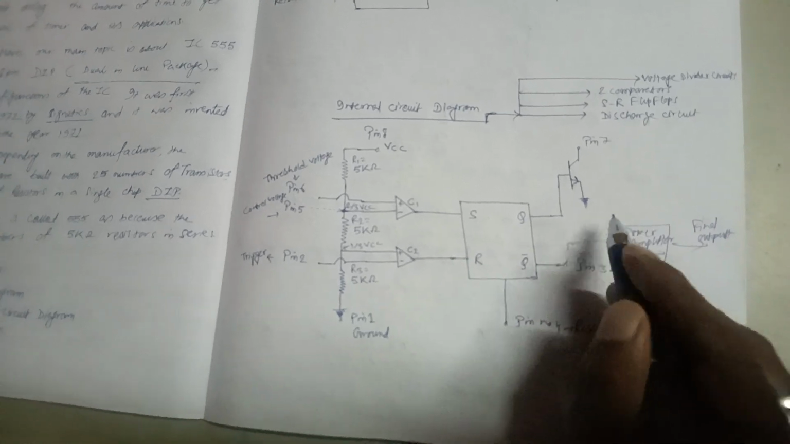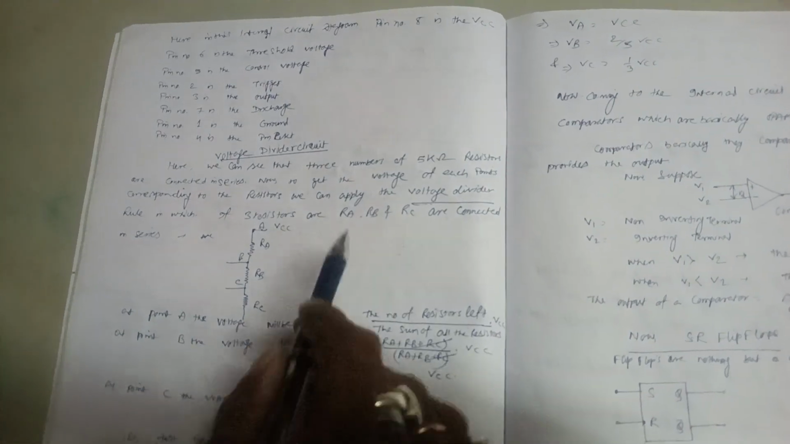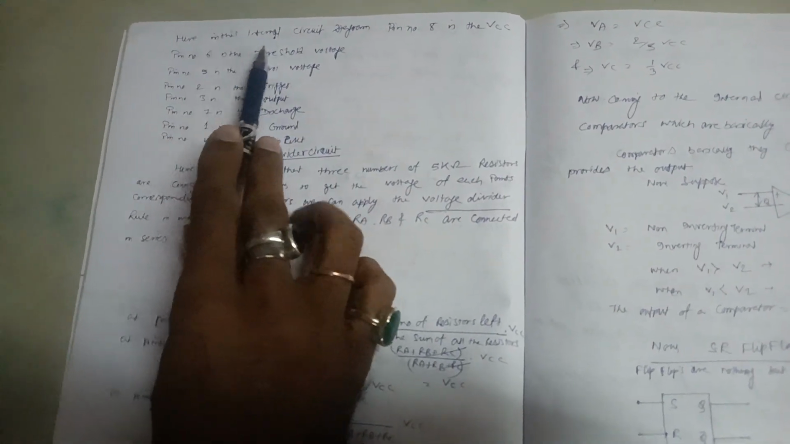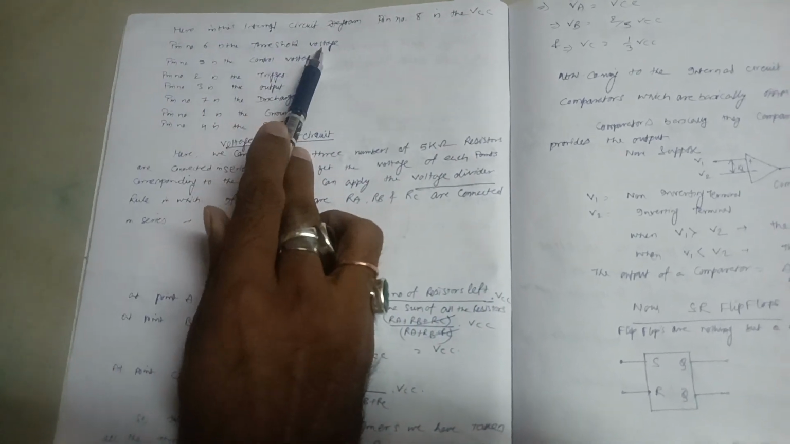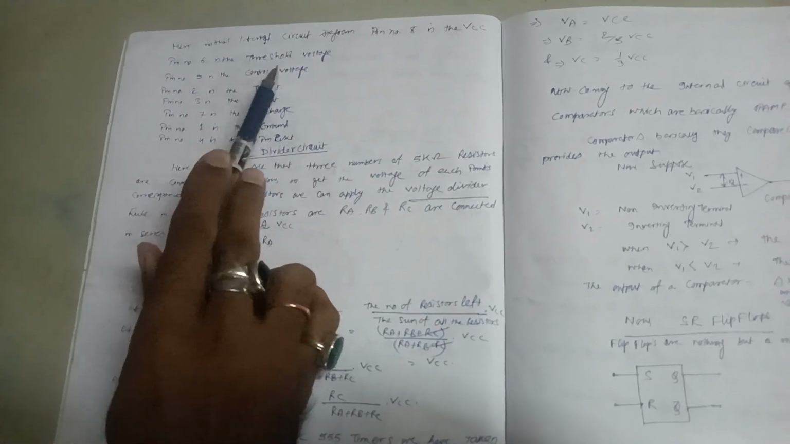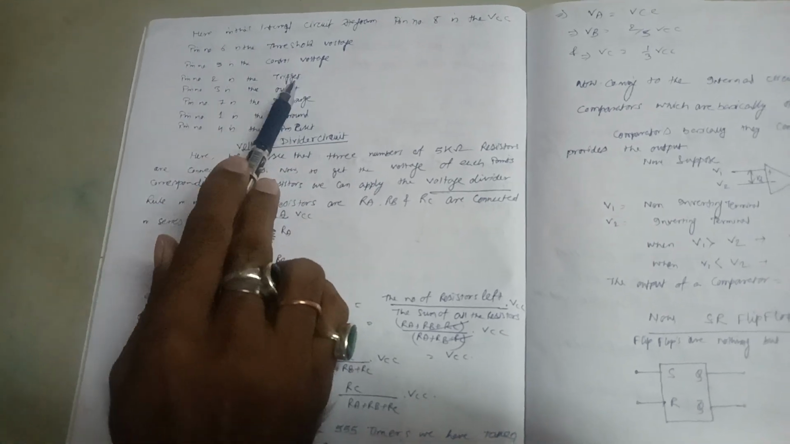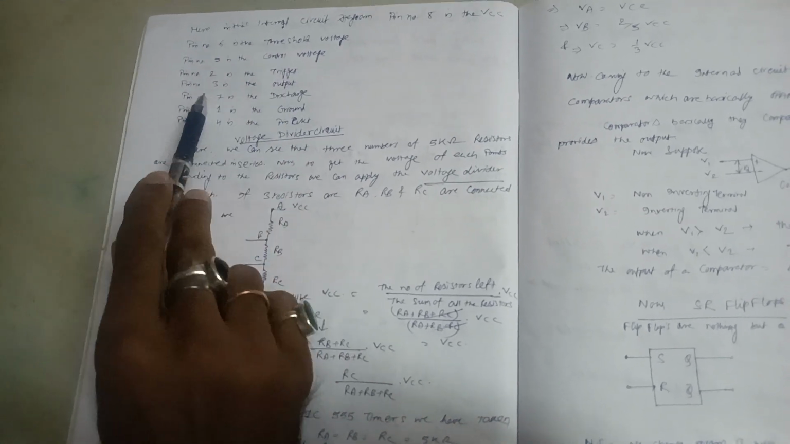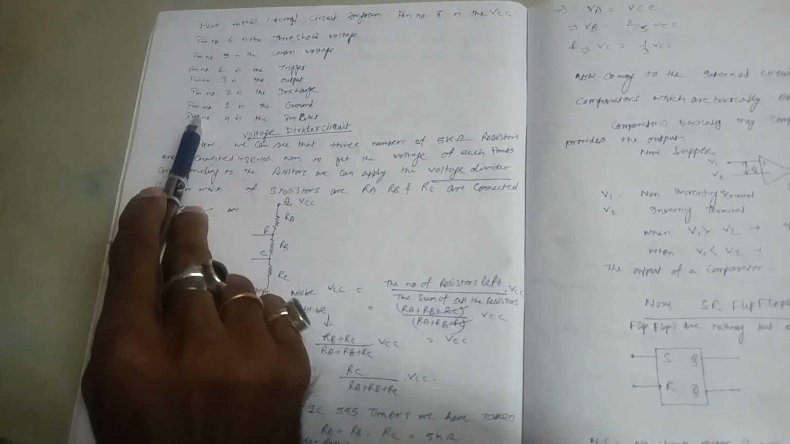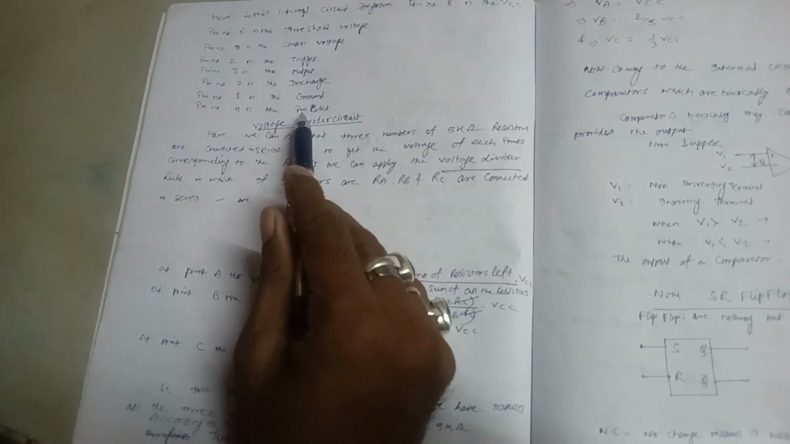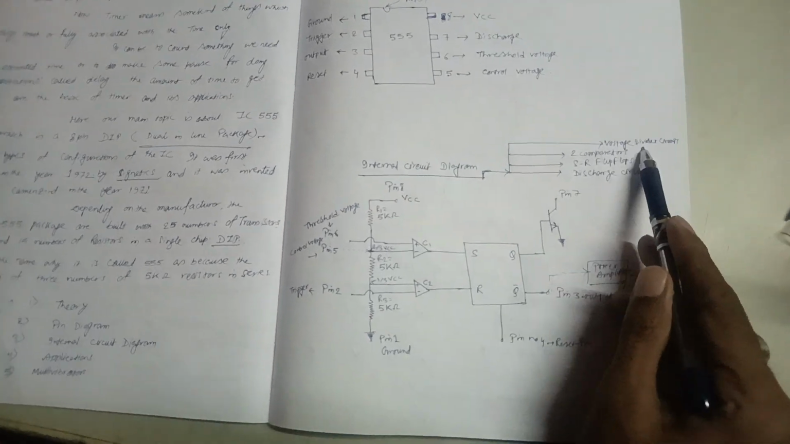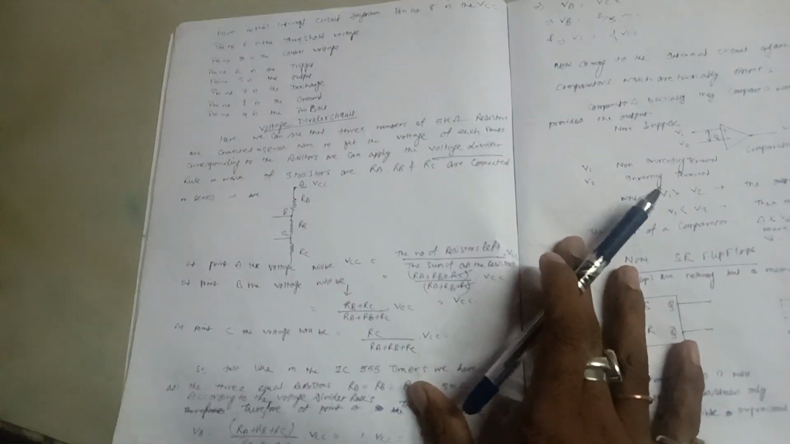Now this is pin number 7. I already discussed in this internal circuit diagram: pin number 8 is VCC, pin number 6 is the threshold voltage, pin number 5 is control voltage, pin number 2 is the trigger, pin number 3 is the output, pin number 7 is the discharge pin, and pin number 1 is the ground pin, and pin number 4 is our reset pin. First I told you about the voltage divider circuit, so we are going to discuss this voltage divider circuit.